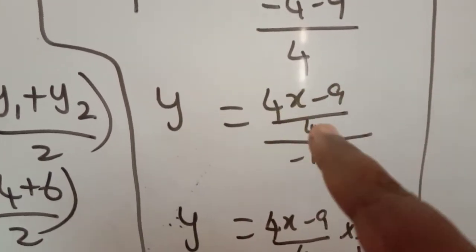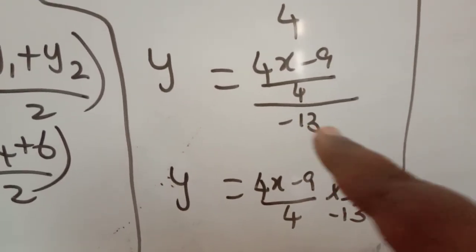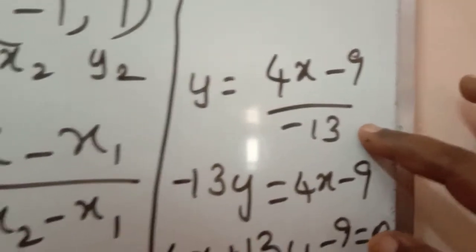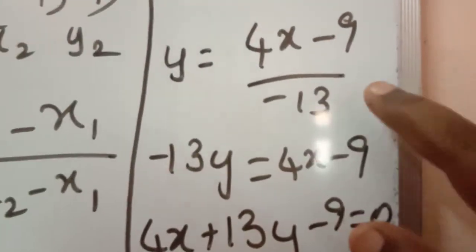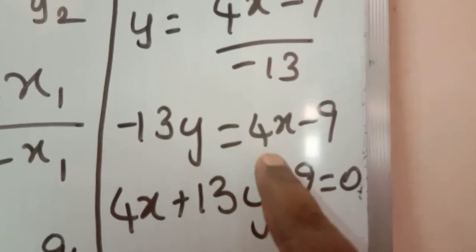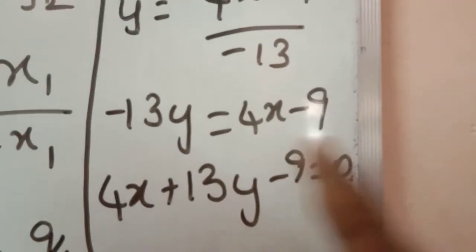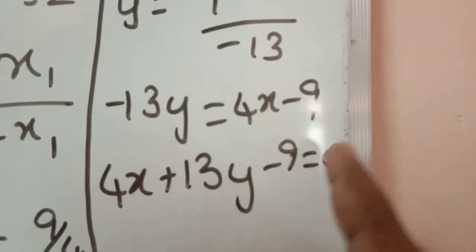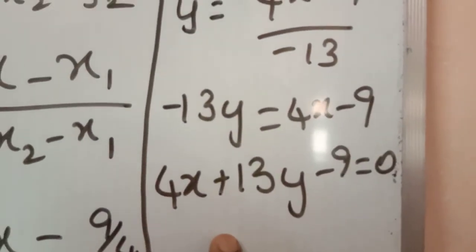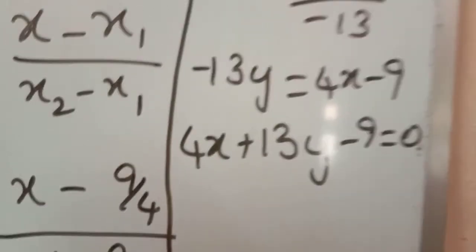Now fraction in the numerator, write the same fraction. Fraction in the denominator, write its reciprocal. 4 will be cancelled. We will get 4x minus 9 by minus 13 on the right hand side. Now cross multiply, minus 13y is equal to 4x minus 9. x is positive, so bring minus 13y to the right hand side, so we will get 4x plus 13y minus 9 is equal to 0. This is the required equation.